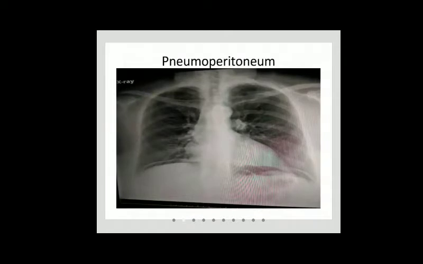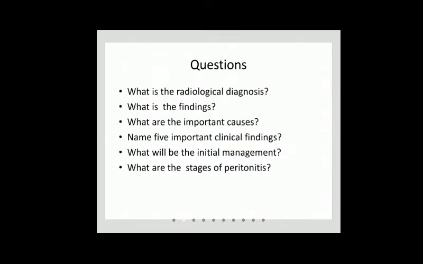Regarding this X-ray, there are some questions, like what is the radiological diagnosis? So it is the pneumoperitoneum. Then findings. So next, what are the important causes? What are the important causes of pneumoperitoneum? Anyone from the students like to answer this question?